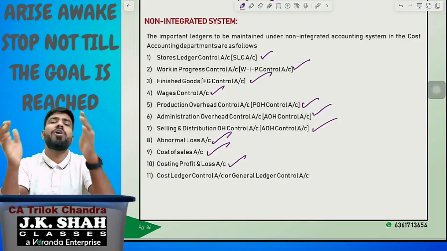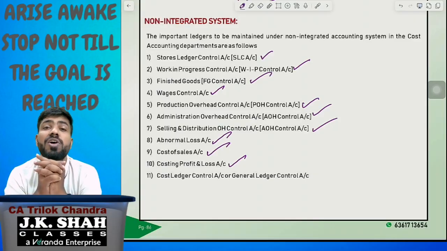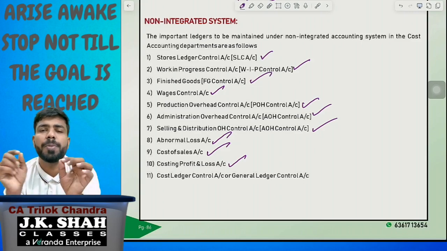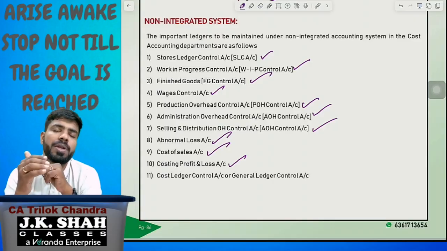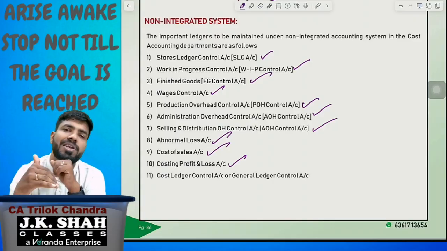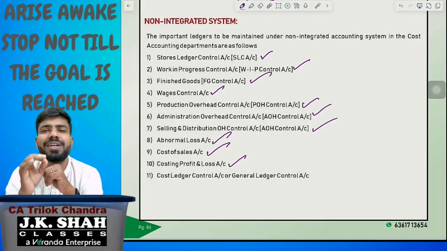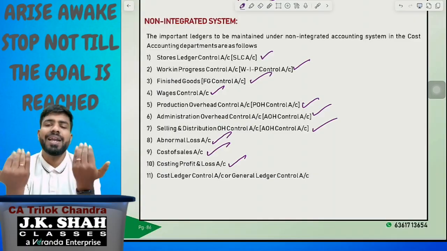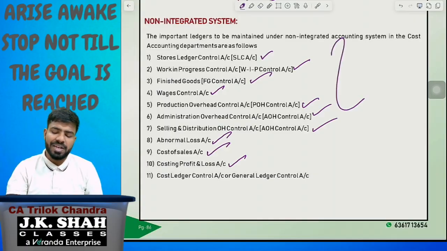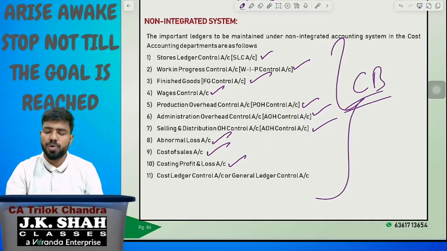And then to accumulate all these things, we prepare the account called the cost of sales. Cost of sales is the total cost. We will prepare the ledger called the cost of sales account. And then to calculate the profit or loss, we prepare the costing P&L account. At last, we will use the dummy account. If you are not able to fit into the above 10 ledger accounts, we are going to use the dummy account called the general ledger adjustment account or cost ledger control account. Let us see the entries now. These are the different ledger accounts under cost books.